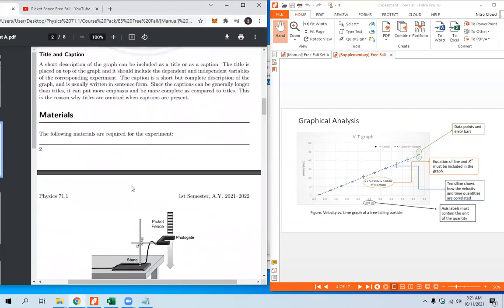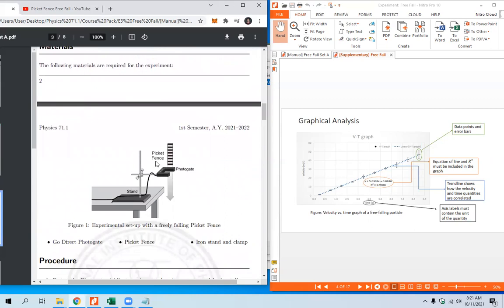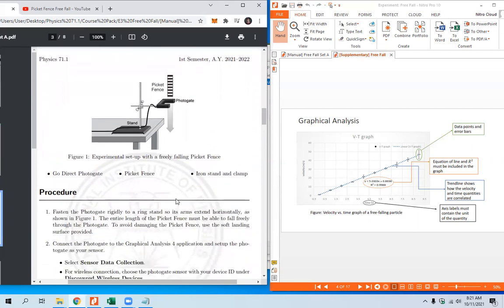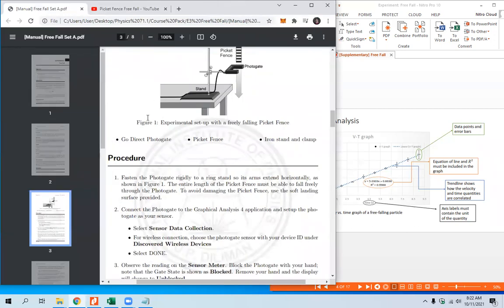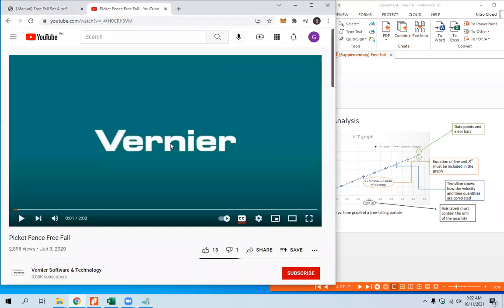So, the materials used for this experiment, if you were doing it, is picket fence, photo gate. At dahil hindi naman tayo makagawa ng experiment mismo, just like with the last experiment, I think it would be more appropriate to maybe just watch a related video on it. So, let's watch this video.